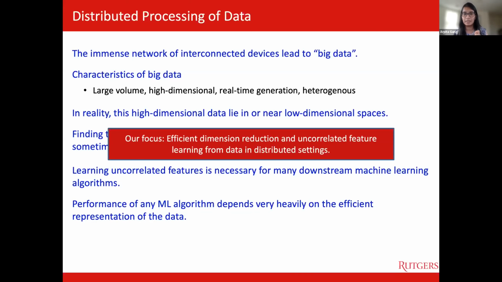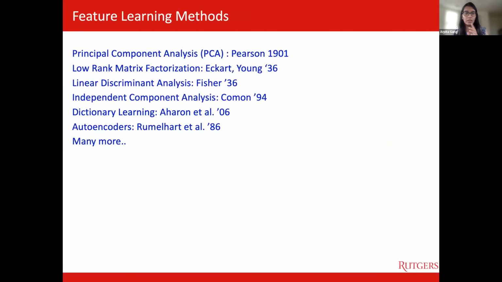And that's why that's our focus: efficient dimension reduction and uncorrelated feature learning in distributed settings. There are many methods that exist for feature learning. Principal component analysis is a very age-old tool. Low rank matrix factorization, independent component analysis, autoencoders, and many more.